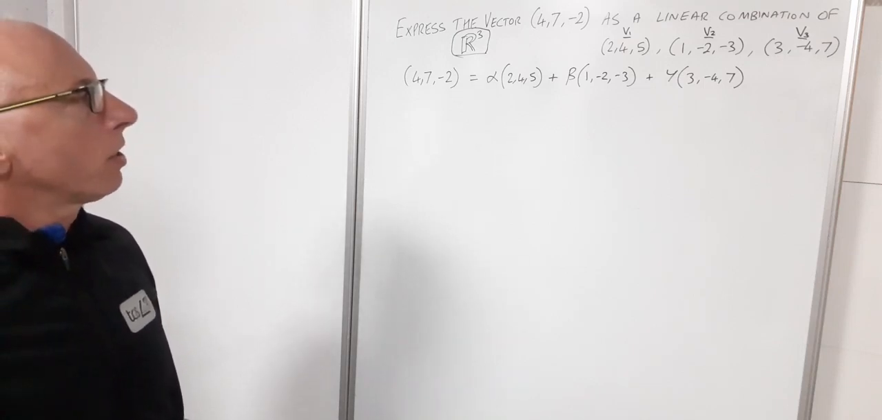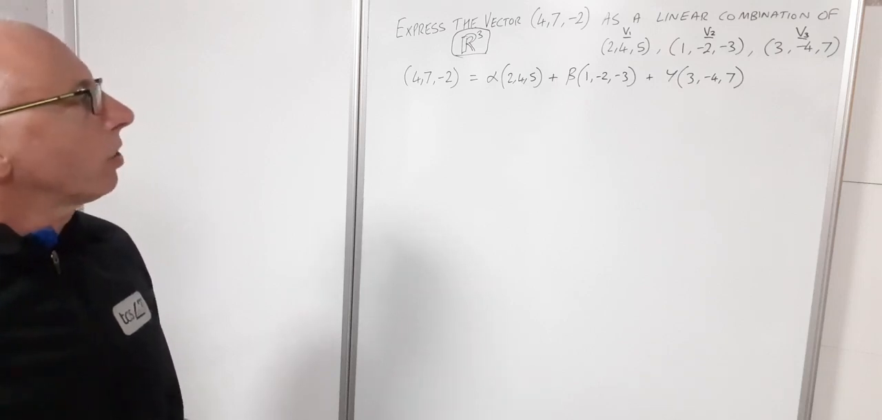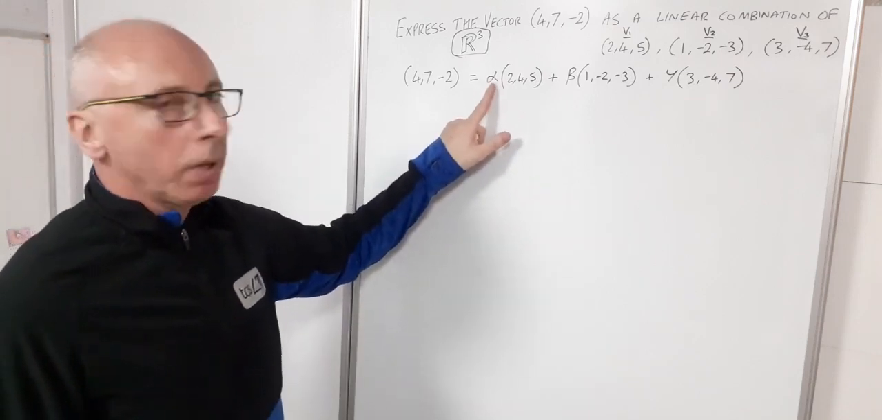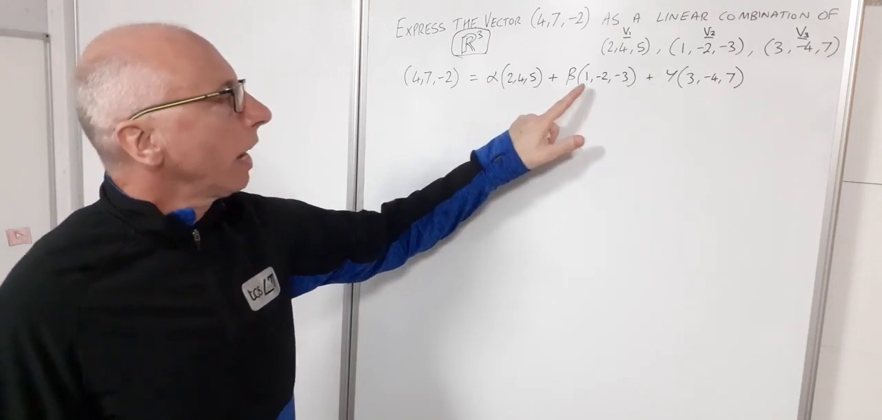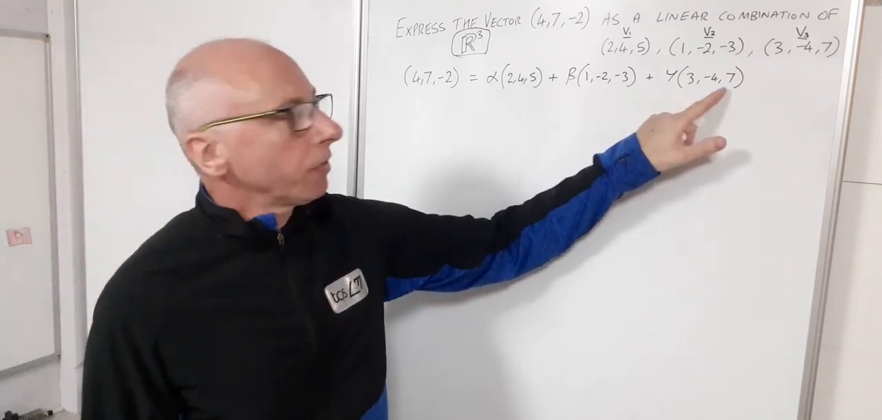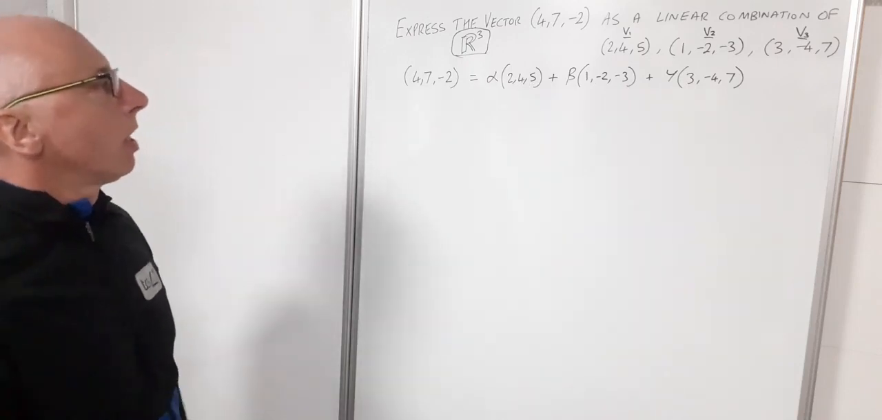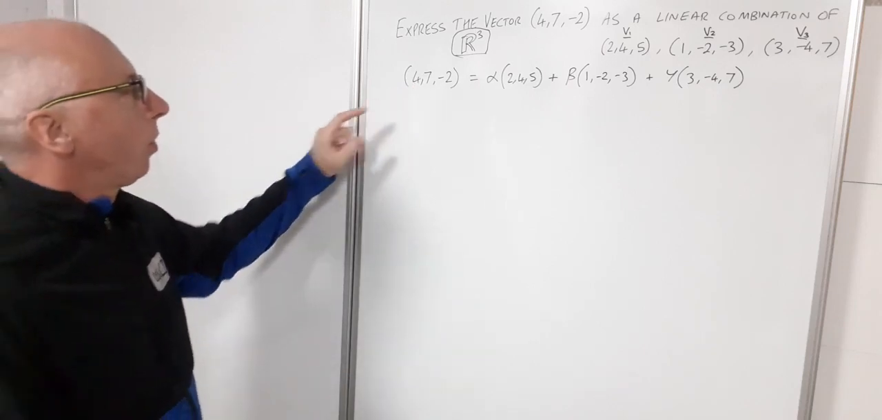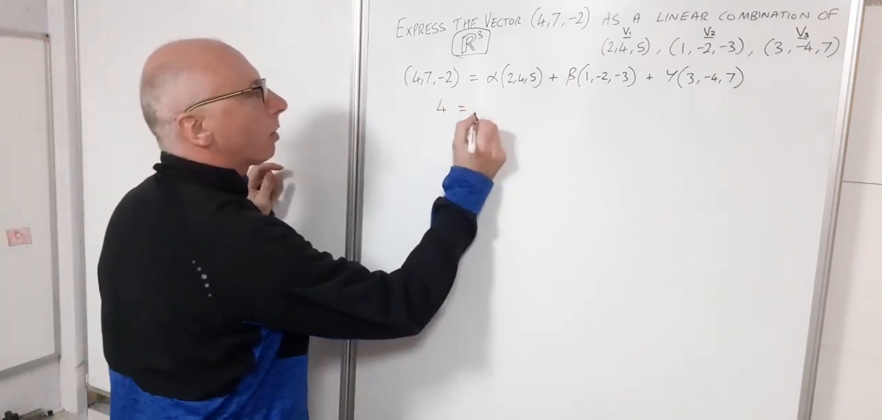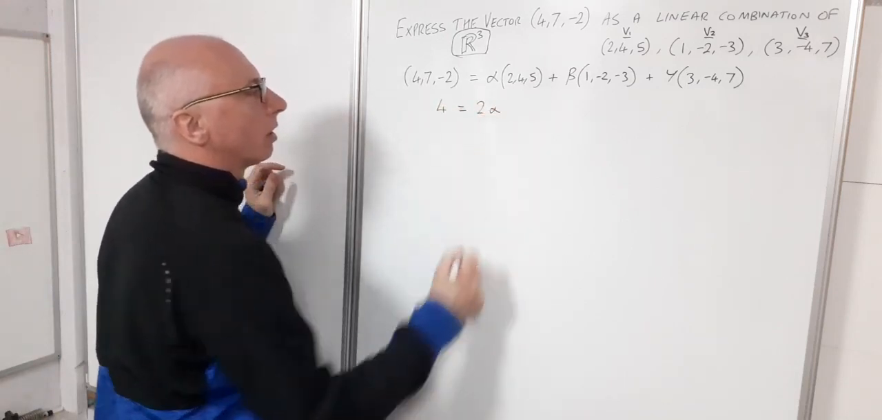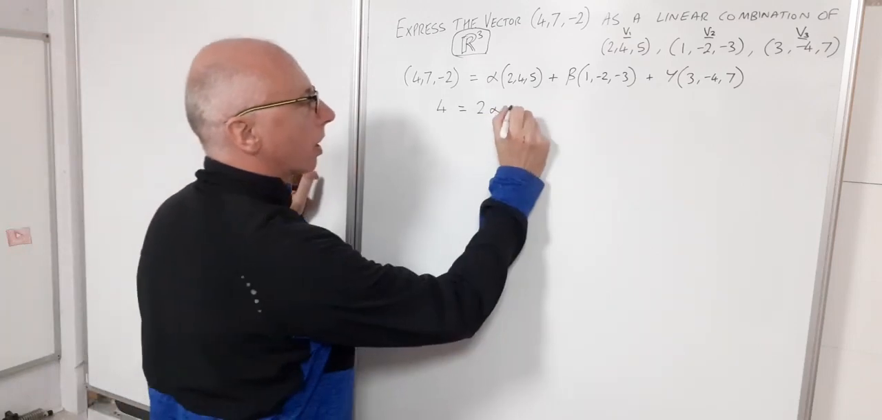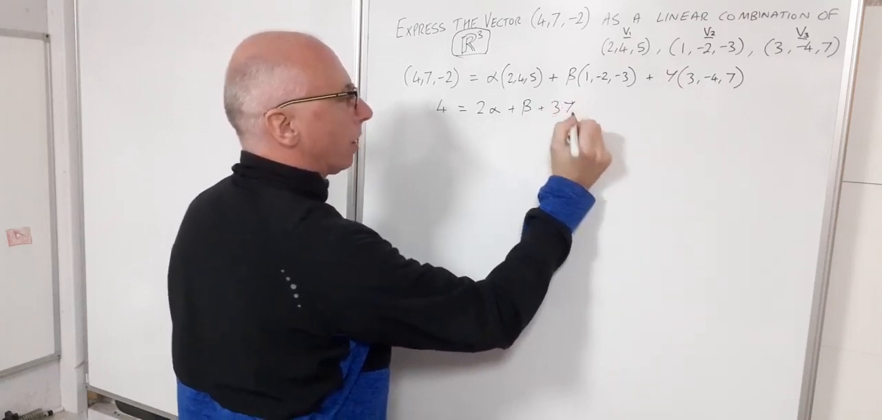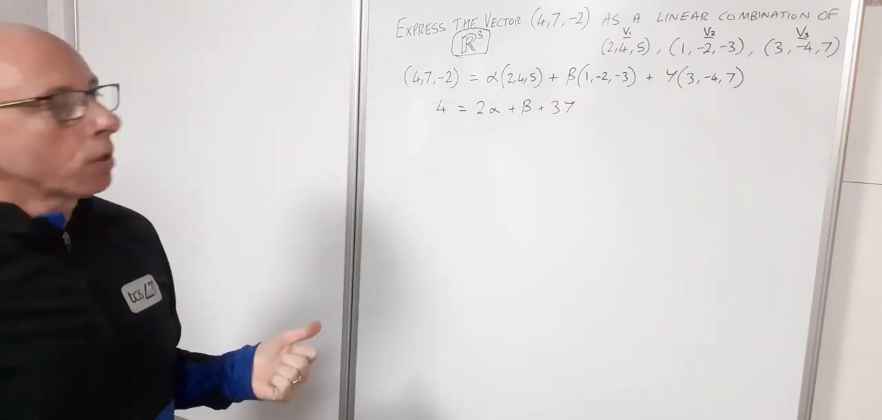Okay, now what do we do from here? Well, this is just going to set us up three equations. Because multiplying vectors by a scalar, I can multiply this scalar by each of the numbers inside, and the same with beta and the same with gamma, each of the components inside each vector. So now I can break apart each of the three vectors. Now I can set 4 equal to 2 alpha plus 1 beta and plus 3 gamma. That's our first equation from the x coordinate.